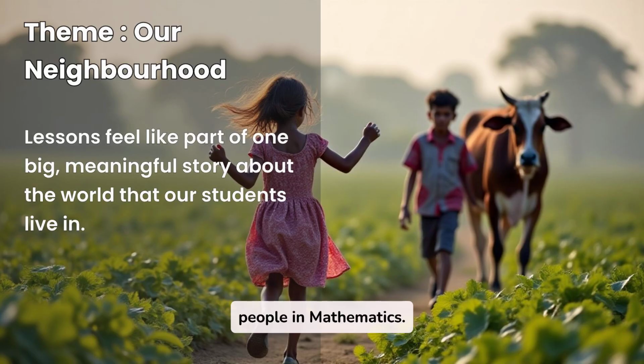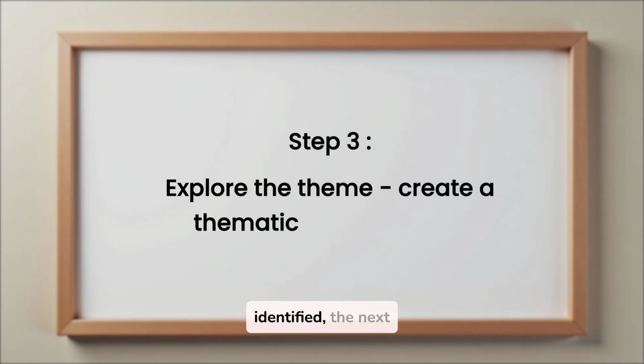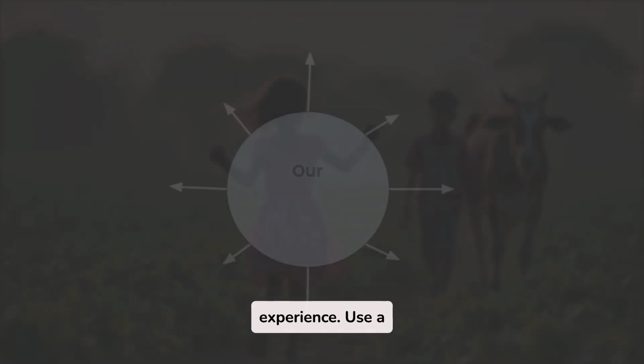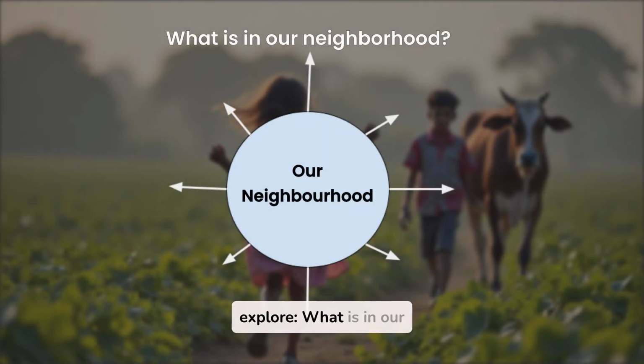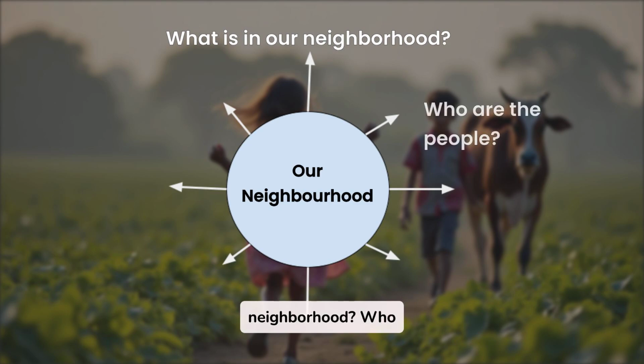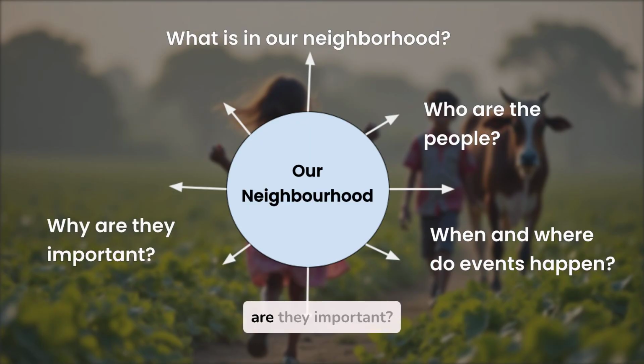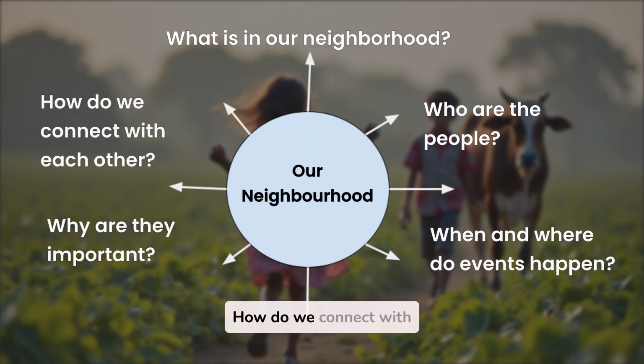people in mathematics. Once the theme is identified, the next step is to unpack it using the guiding questions who, what, when, where, why, and how, to link learning outcomes to what children know and experience. Use a thematic concept map to explore what is in our neighborhood, who are the people, when and where do events happen, why are they important, how do we connect with each other. This makes the theme real, relatable, and the perfect start for rich, connected learning.